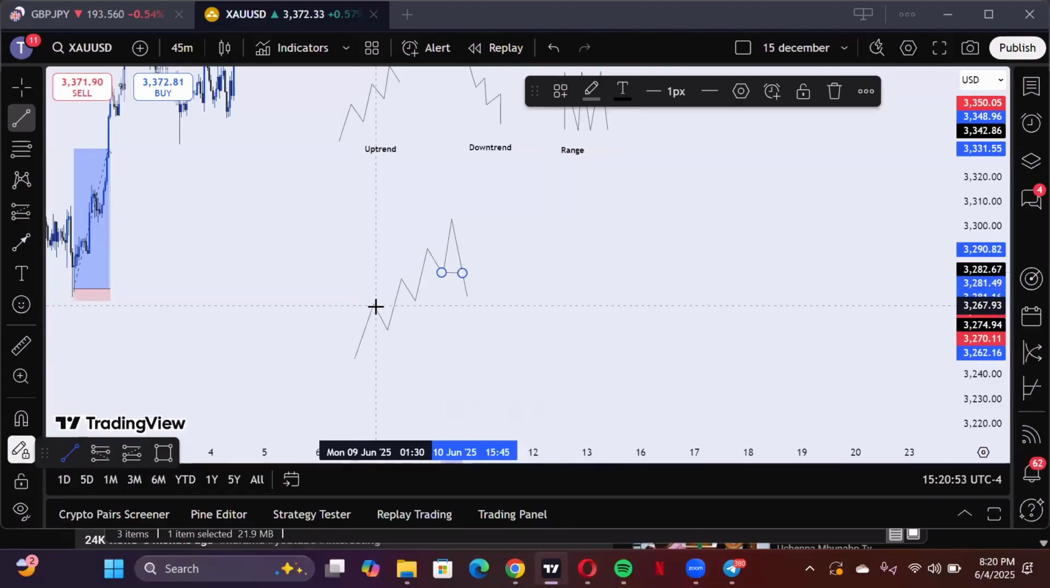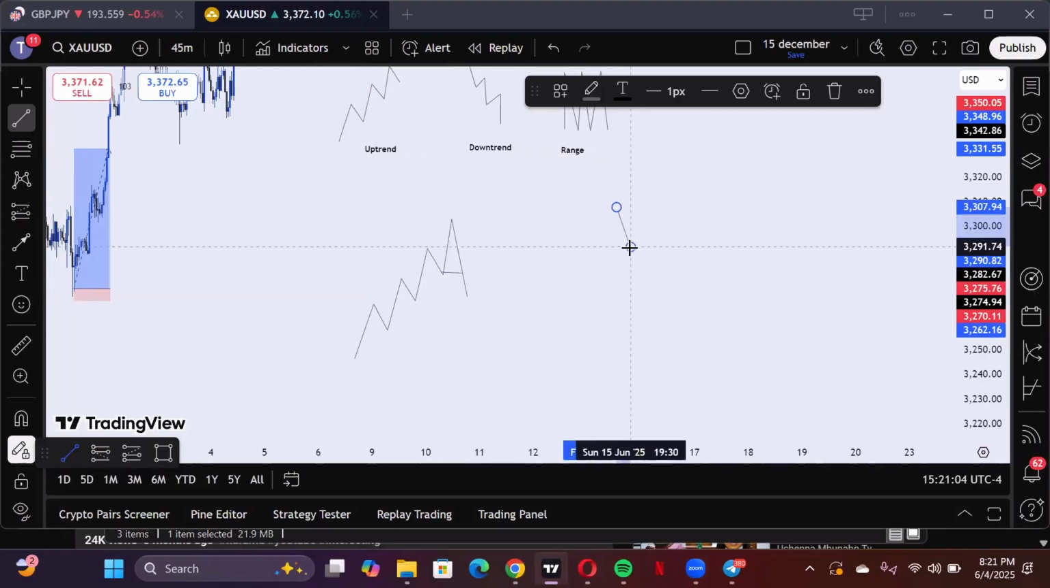Then this means that a market structure shift just occurred here. If market deviates from the normal pattern of any trend it is on, then that means that a market structure shift occurred. It's just like, let's say we have a downtrend: you have lower highs, lower lows, lower highs, lower lows, lower highs, lower lows.